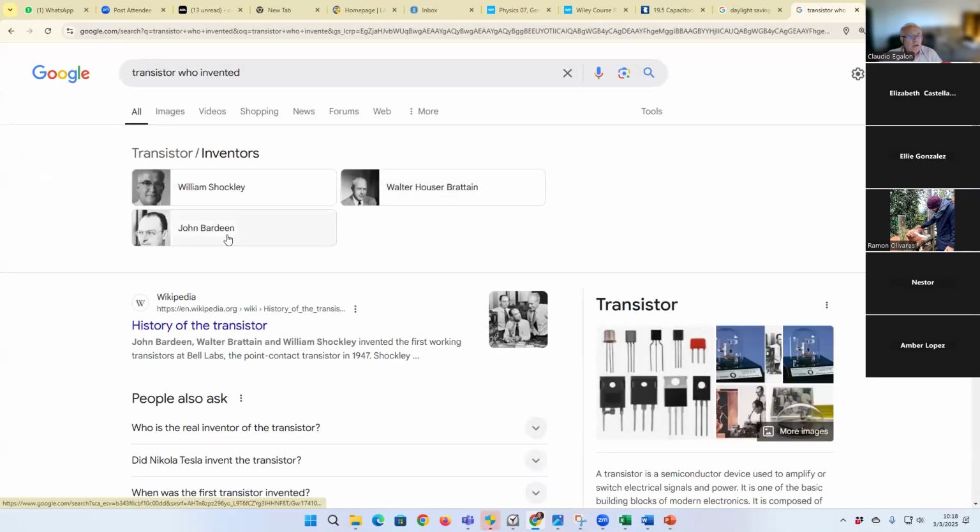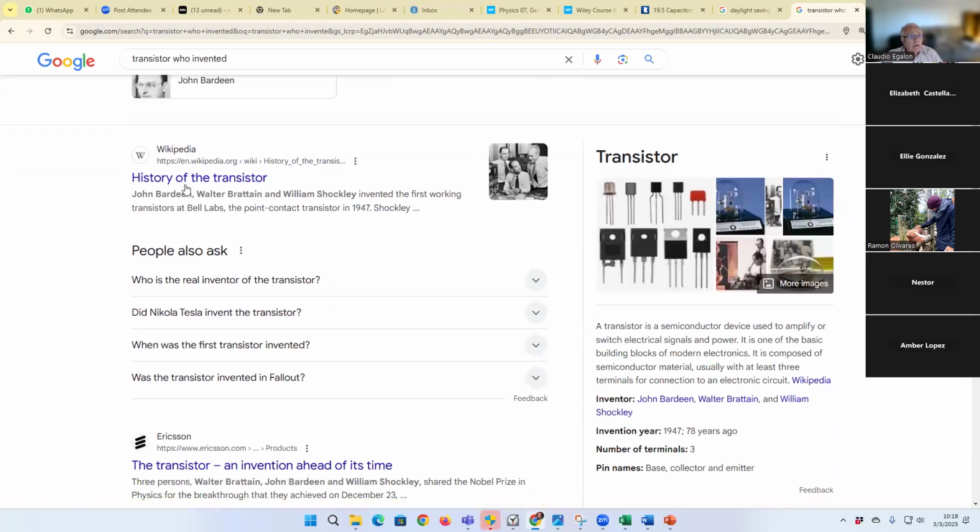William Shockley, John Bardeen, and Walter Brattain. And here you go, here is how transistors look. There are different types of transistors out there. You can buy those things. They're very inexpensive because they're mass manufactured.